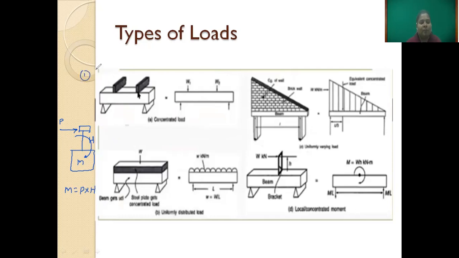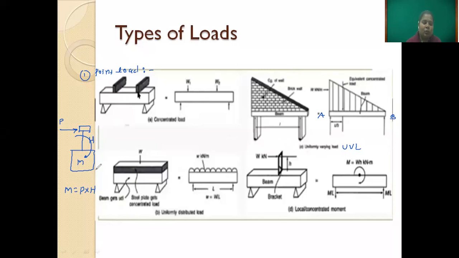So first one is point load or concentrated load. Suppose this is a beam, and on that beam we apply load at a particular point. So this load is called a concentrated or point load. After that, uniformly varying. You observe here, this load varies from point A to point B. So this is called UVL or uniformly varying load. And uniformly distributed load means this is a beam, and on that beam load is applied throughout the beam uniformly. So this is called a uniformly distributed load.